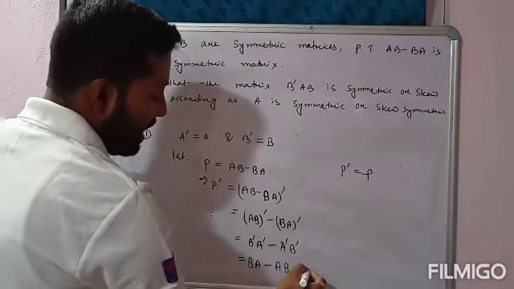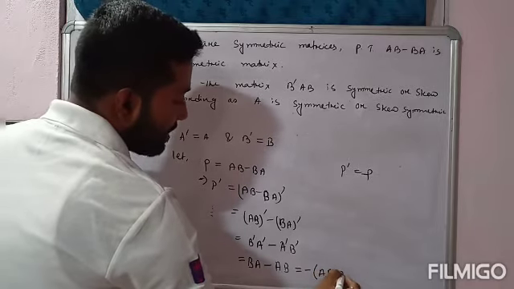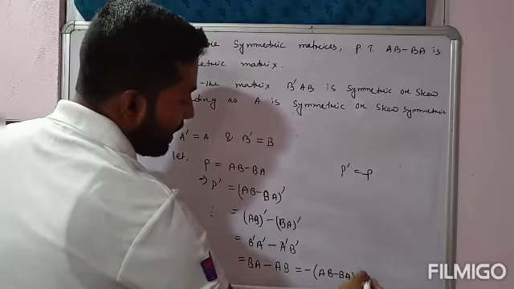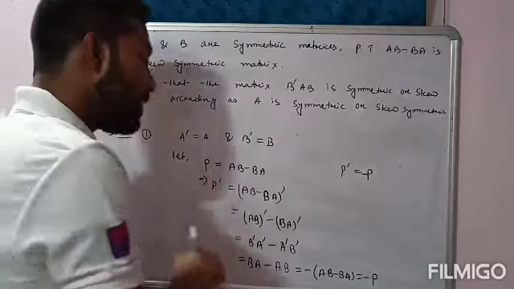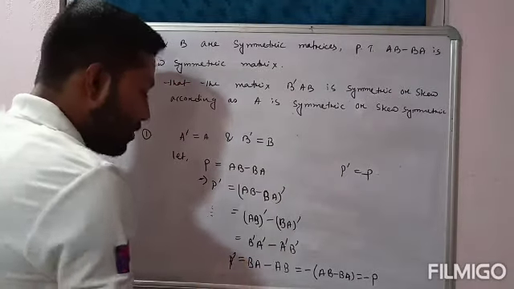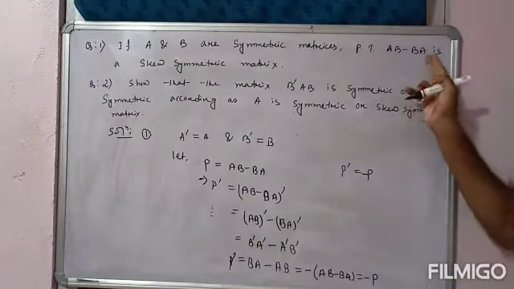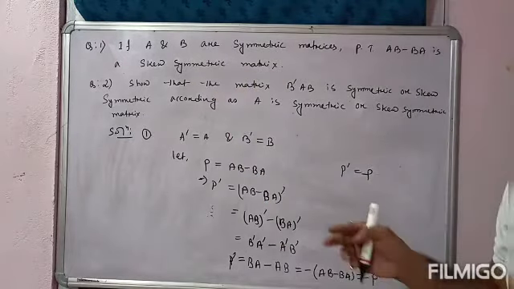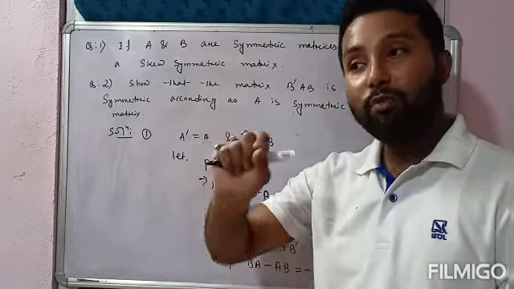This is equal to, if I take minus common, this will be minus of AB minus BA. Yes or not? This is equal to minus of AB minus BA, which is nothing but minus P only, because AB minus BA is the value of P. Therefore, we can write it as P transpose is equal to minus P, which means AB minus BA is a skew symmetric matrix. Almost सब theorem वैसा ही है, just like squaring on both side, cubing on both side.